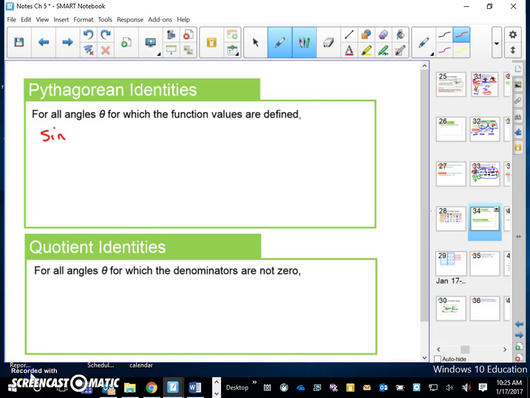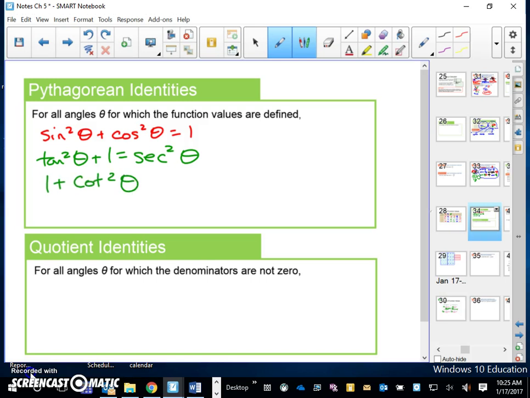Pythagorean identities look like this. Sine squared theta plus cosine squared theta equals 1. And tangent squared theta plus 1 equals secant squared theta. 1 plus cotangent squared theta equals secant squared theta.